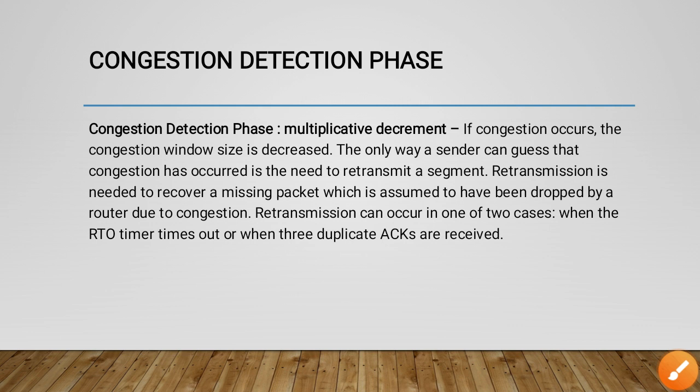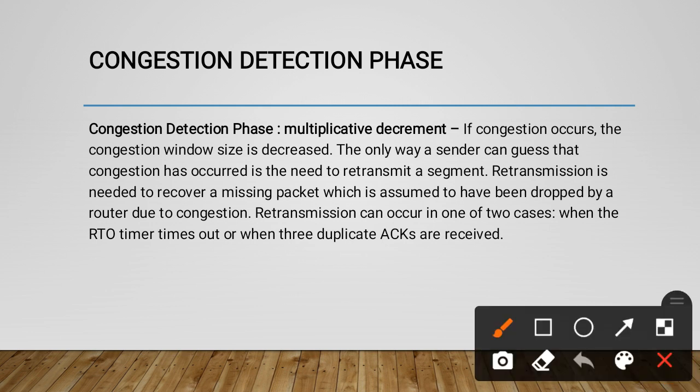And the last one is the congestion detection phase. Congestion detection phase means that if congestion occurs, the congestion window size decreases. The only way the sender can guess that congestion has occurred is that it needs to retransmit the segment. Retransmission is needed to recover the missing packet, which is assumed to have been dropped by the router due to the congestion.